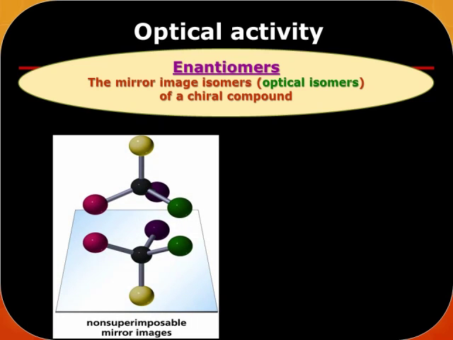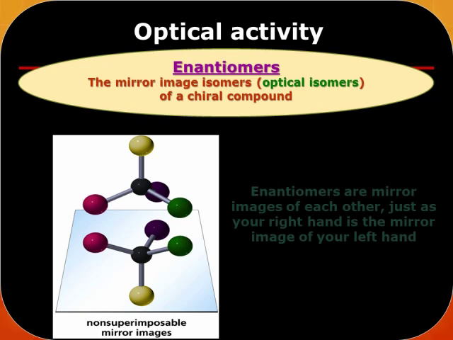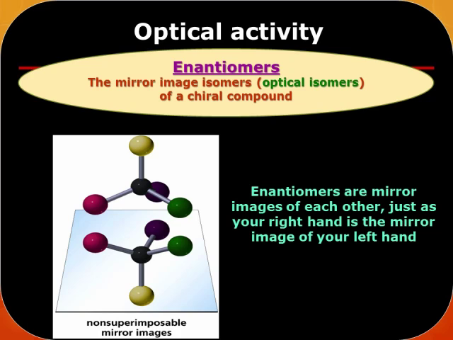So this is how the enantiomers form. A chiral compound, as you know, is non-superimposable on its mirror image; the object and the mirror image are non-superimposable. So these two are called enantiomers. One is the object, the other one is the mirror image, right? Enantiomers are mirror images of each other, just as your right hand is the mirror image of your left hand.